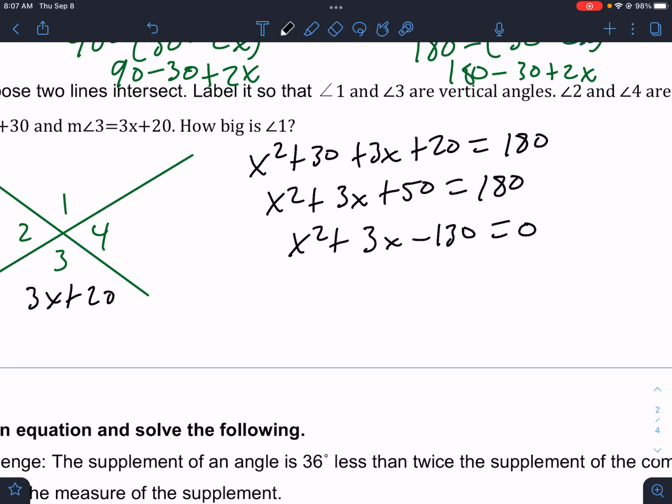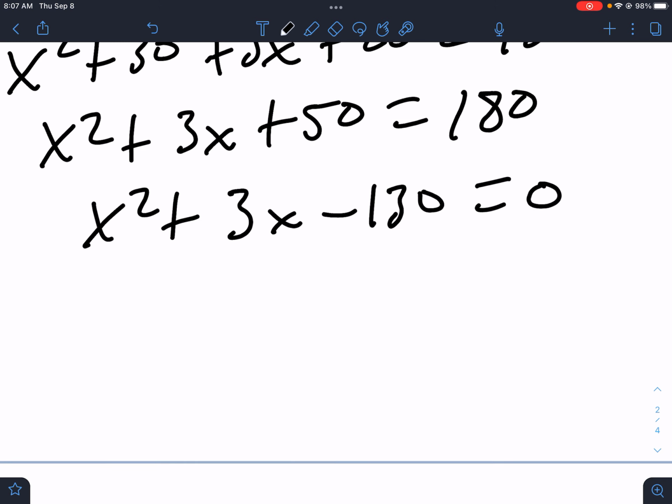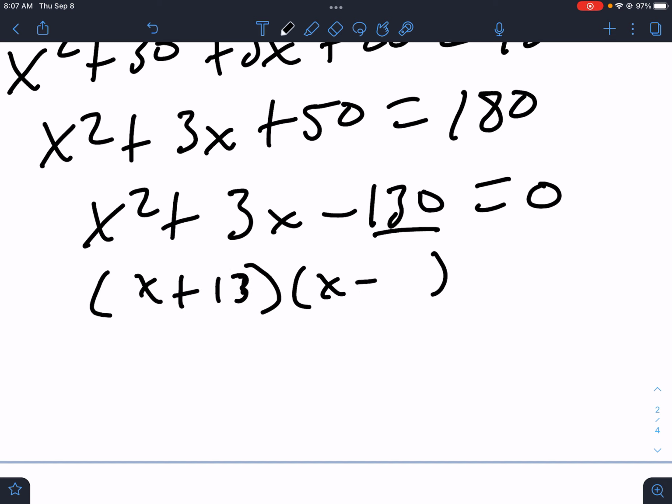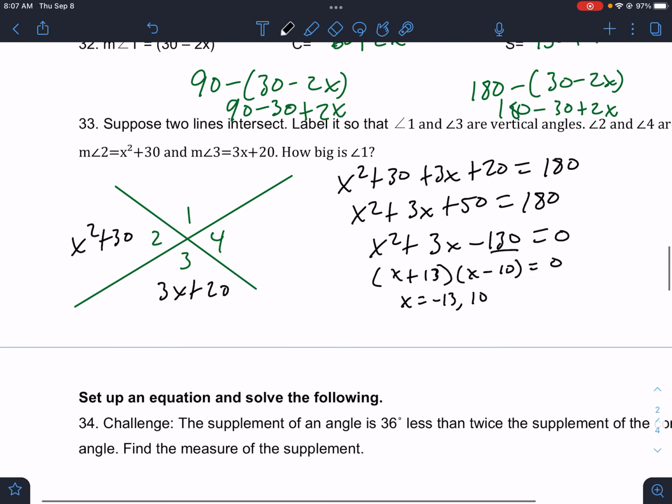First job is make one side 0. Now we got to factor. We did this last time. There's a factoring video, but the premise is the factors of 130 that subtract to equal 3. So we know that those are going to be 13 and 10. Plus 13 and minus 10 would give me a positive 3. So what would make those zeros? Negative 13 and positive 10. We got to plug them in and check them out.